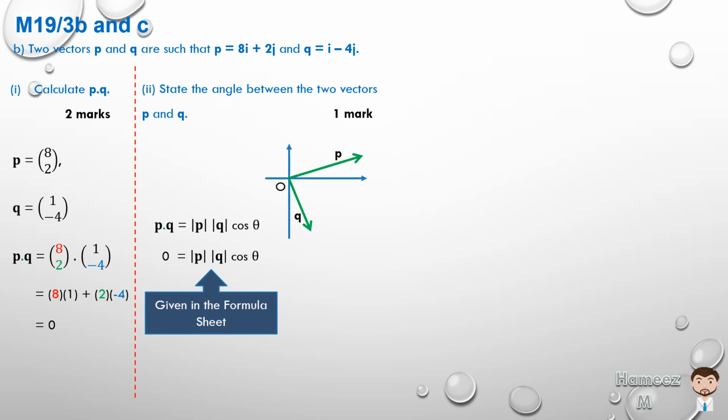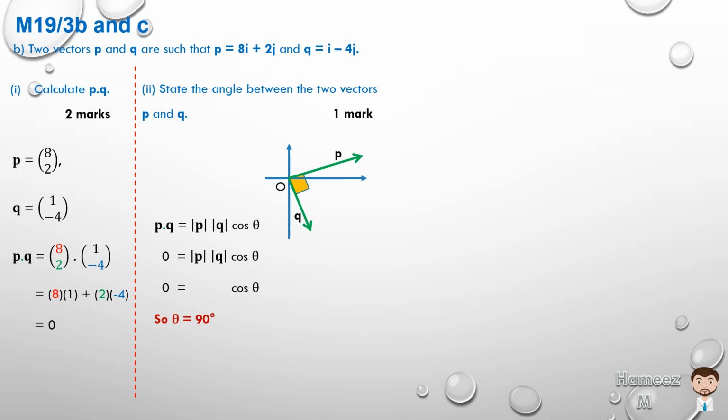And clearly from our sketch, we can see that the length of P is not 0 and the length of Q is not 0. So the only way the right-hand side can work out to be 0 is if cos theta is 0. And if cos theta is equal to 0, it means that theta is equal to 90 degrees. So let's bring up a little yellow right angle to show that, meaning that P and Q are perpendicular to each other.